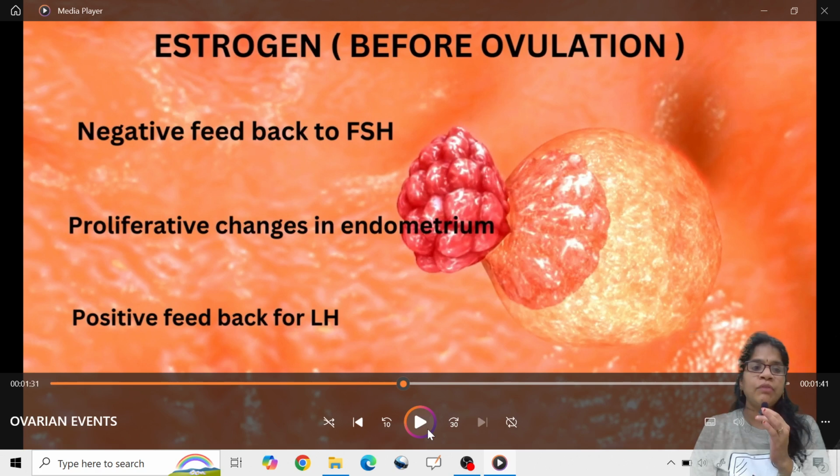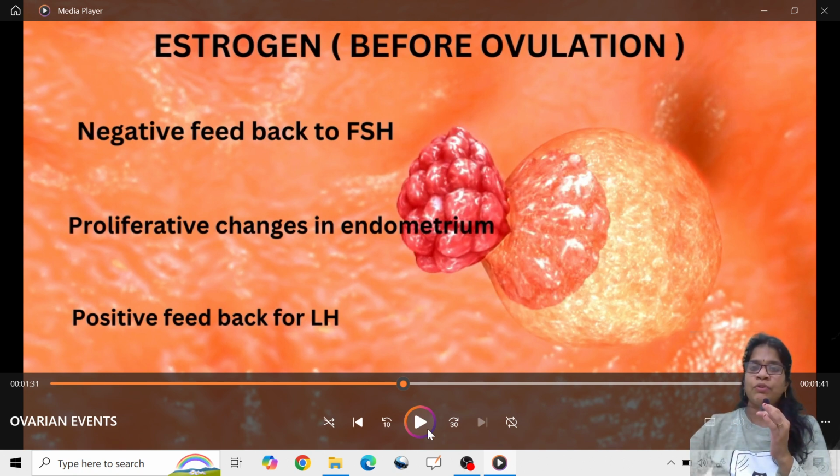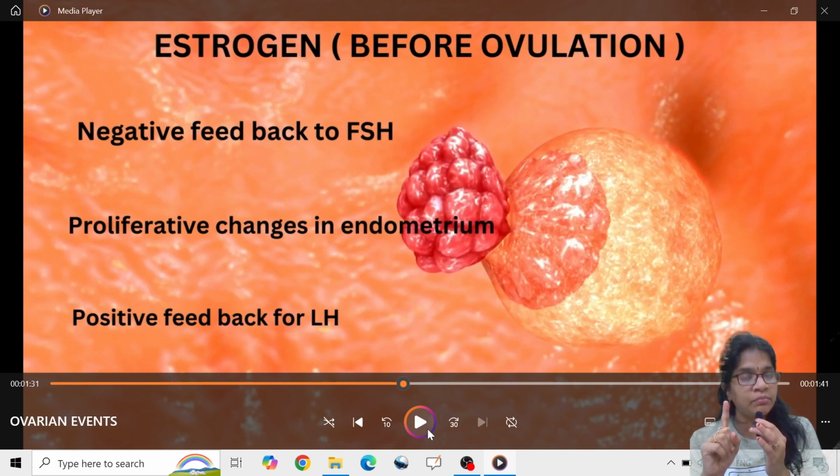That particular estrogen should give a negative feedback to FSH. What does negative feedback mean? Once estrogen is released into the blood, if more and more estrogen is present, more and more Graafian follicles will develop, but we need only the dominant primordial follicle. Only one egg has to be matured, not all. So for all the eggs not to mature at a time, this particular FSH should be reduced.